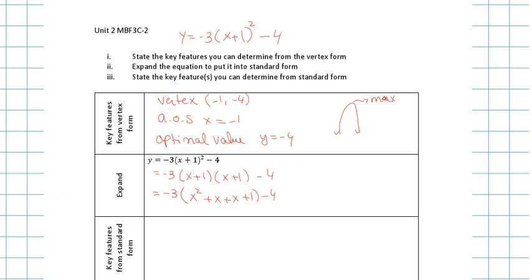Now after I expand it, now I can distribute that negative 3 into the bracket. Okay? So now we're going to multiply that negative 3 into the bracket. That gives me negative 3x squared minus 3x minus 3x minus 3, and then take away 4. So I multiply the negative 3 into each term inside the brackets.